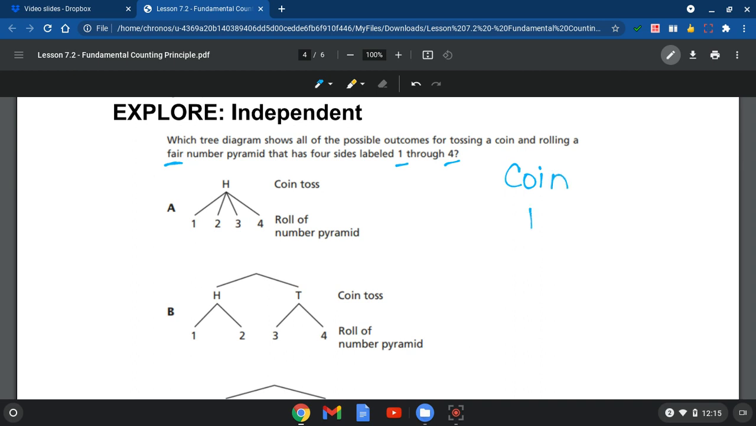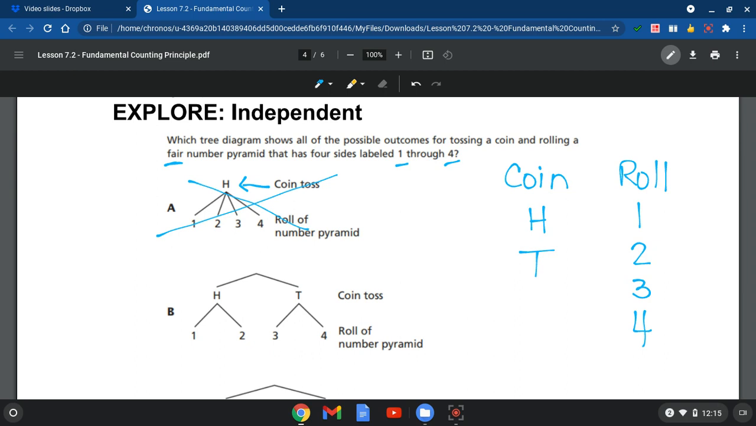When we look at a coin, we can either flip heads or tails. When we roll the pyramid, we can roll a 1, 2, 3, or 4. So let's look at each tree diagram to see which one would be showing all of the possible outcomes. In A, they show a choice of heads only for flipping. Therefore, this could not be correct because we are missing the tails portion of it.